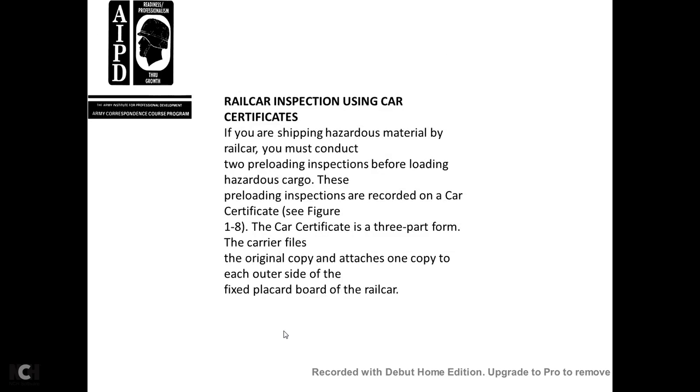Rail car inspection using the car certificate. If you are shipping hazardous material by rail car, you must conduct two preloading inspections before loading hazardous cargo. These preloading inspections are recorded on a car certificate. The car certificate is a 3-part form. The original copy is filed, and one copy attaches to each side of the car's fixed placard board.